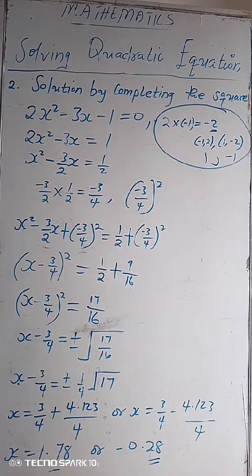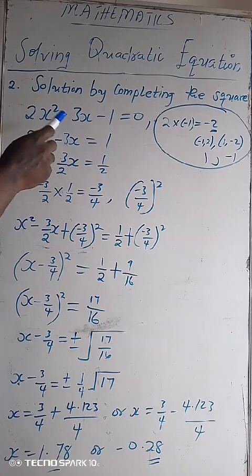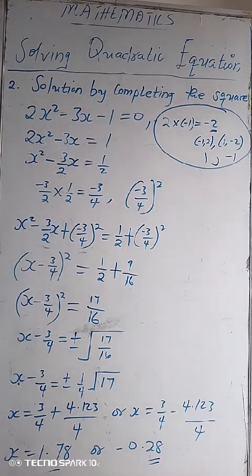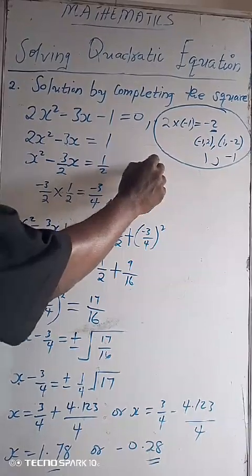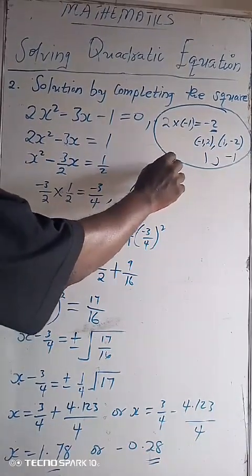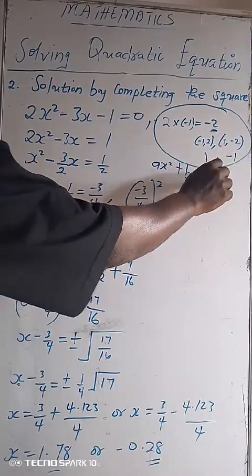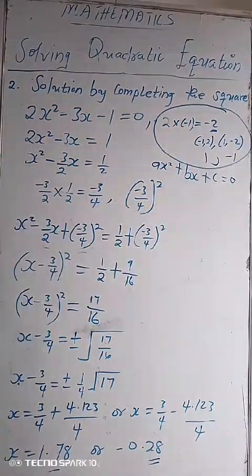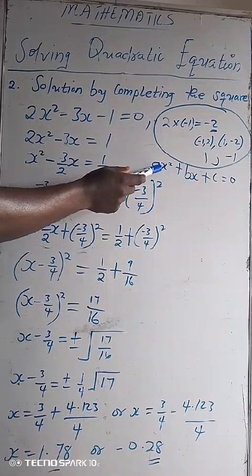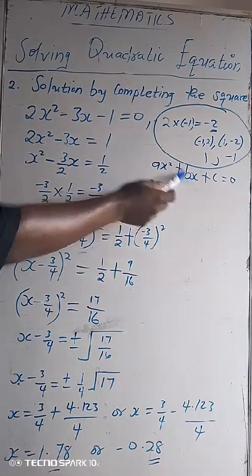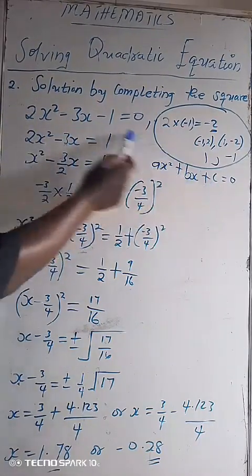work. So we said that when you have a quadratic equation like 2x squared minus 3x minus 1 equals 0, all that you have to do is compare it to the general quadratic equation, which is ax squared plus bx plus c equals 0. So here, when you compare, my a is 2, my b is negative 3, and my c is negative 1.